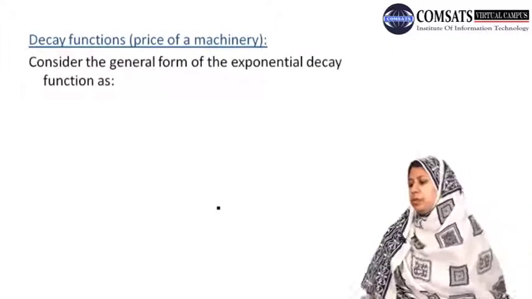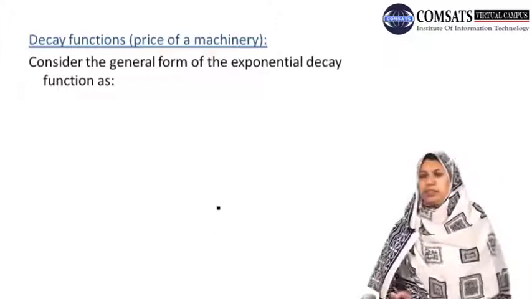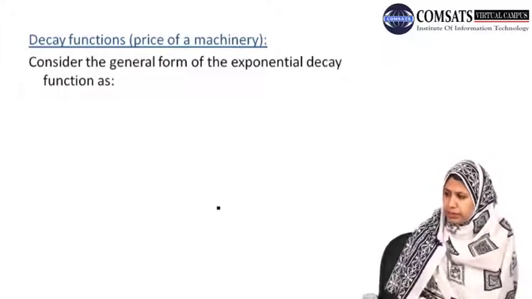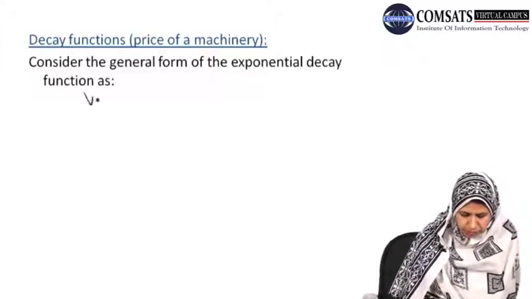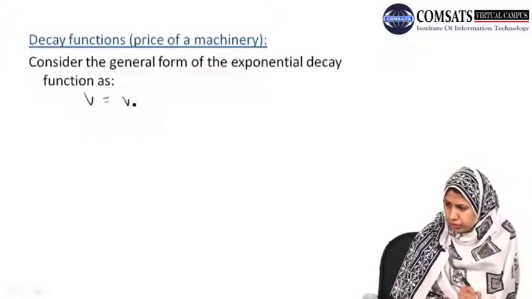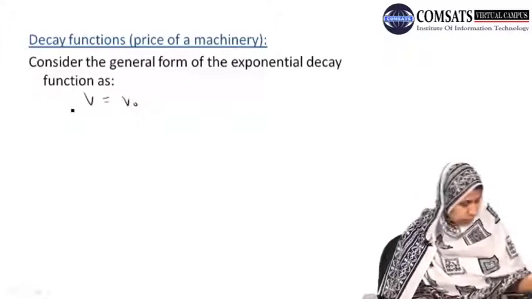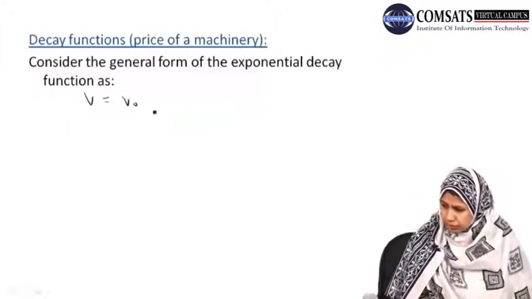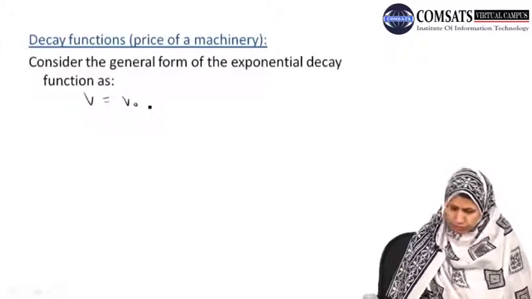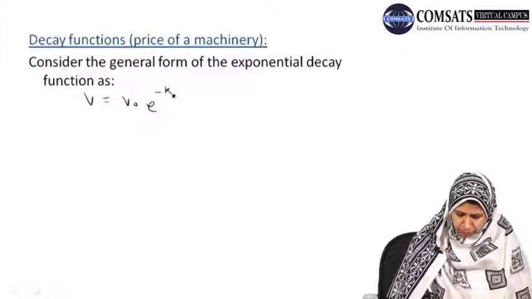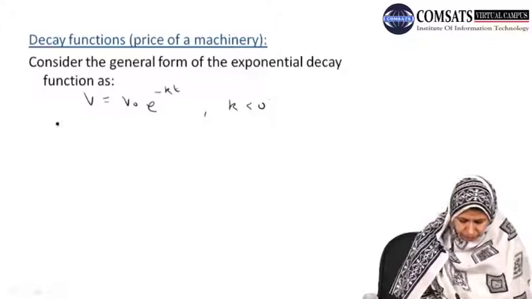Now we consider one more exponential function, which is about the decay process, that is the price of a machinery. Consider the general form of the exponential decay function as it is same as our growth function, with V equals V naught into e to the power minus kt. Since this is a decay model, so k is negative.